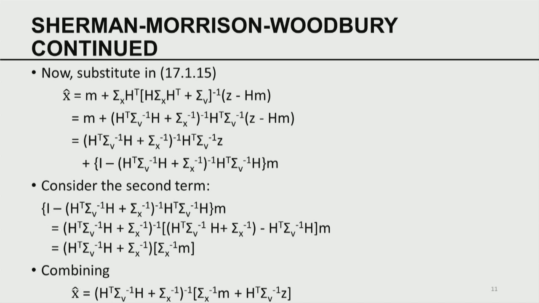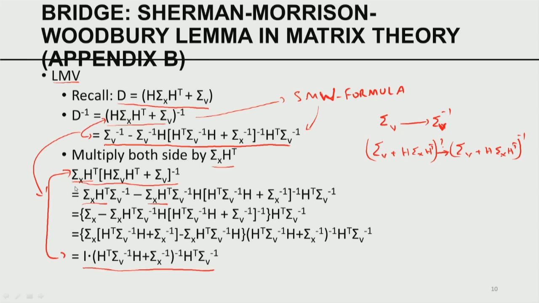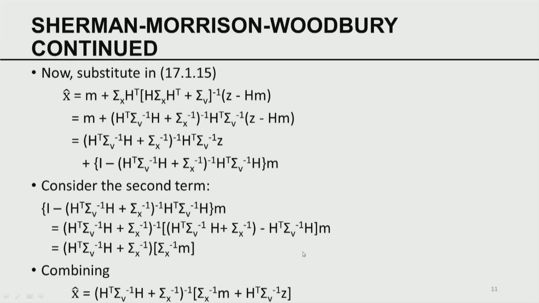So in view of the fact that this matrix is equivalent to this matrix, let us call that matrix A and this matrix B. So what have we accomplished by using the Sherman-Morrison-Woodbury formula? We have essentially shown that the matrix A is equal to the matrix B. That's the first step.